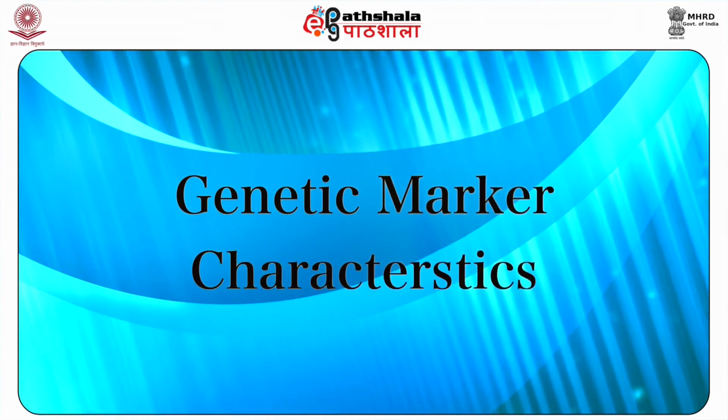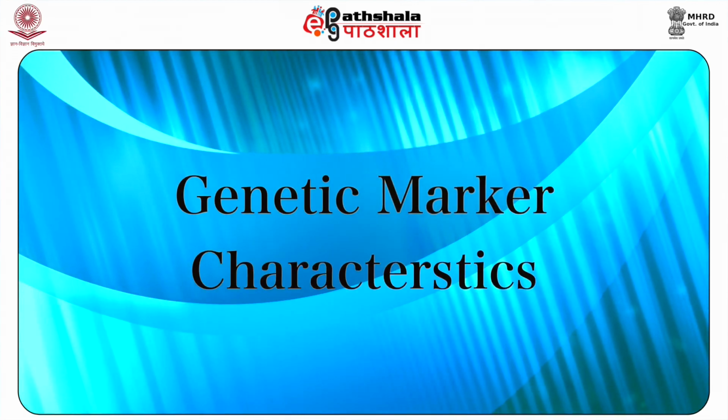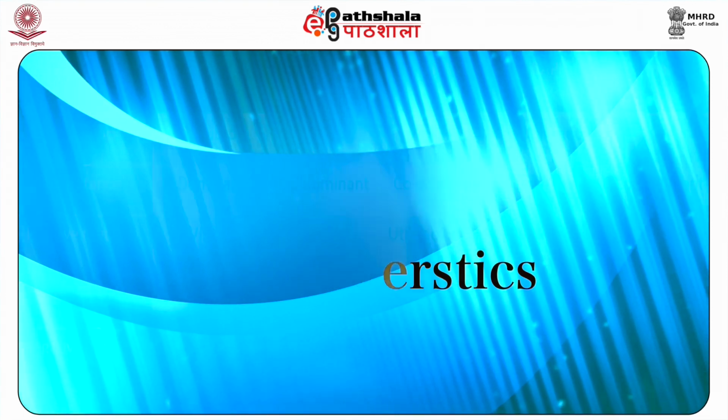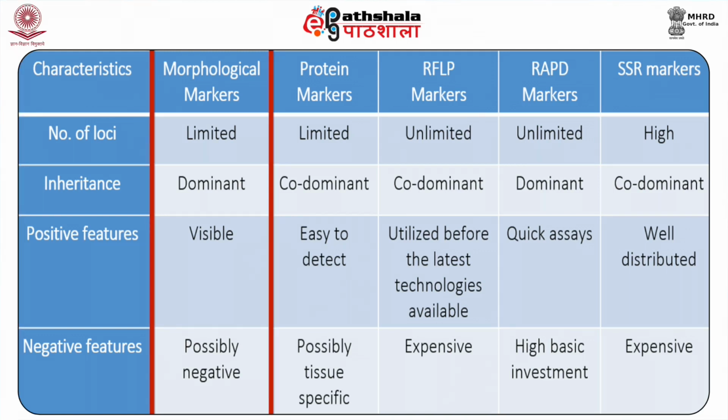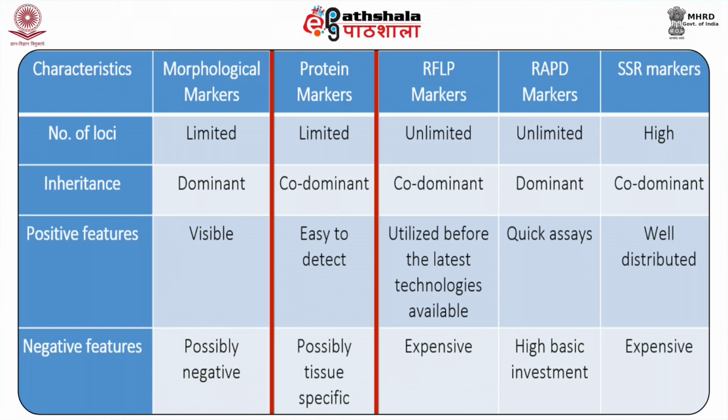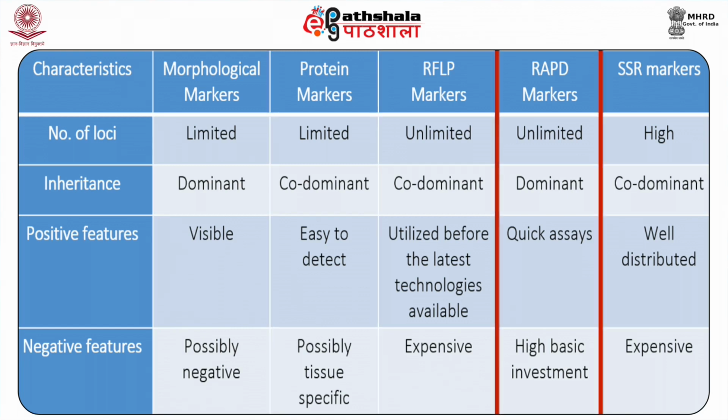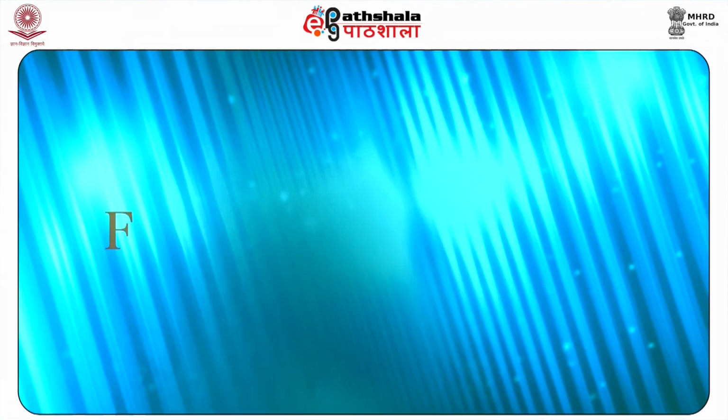Next, we see the class of the genetic marker characteristics in a table. The vertical column shows the characteristics, that is the number of loci, inheritance pattern, the positive features, the negative features, whereas the horizontal row shows the morphological markers, the protein markers, the RFLP markers, RAPD markers, and SSR markers.